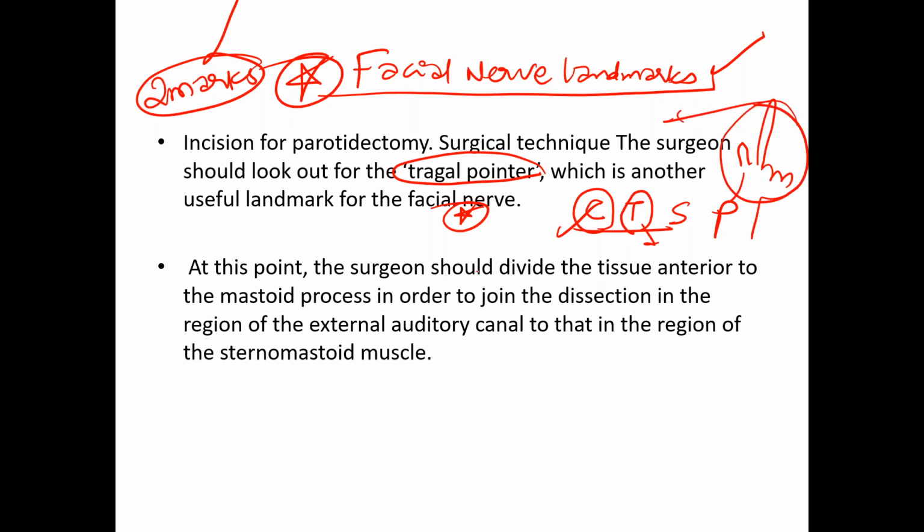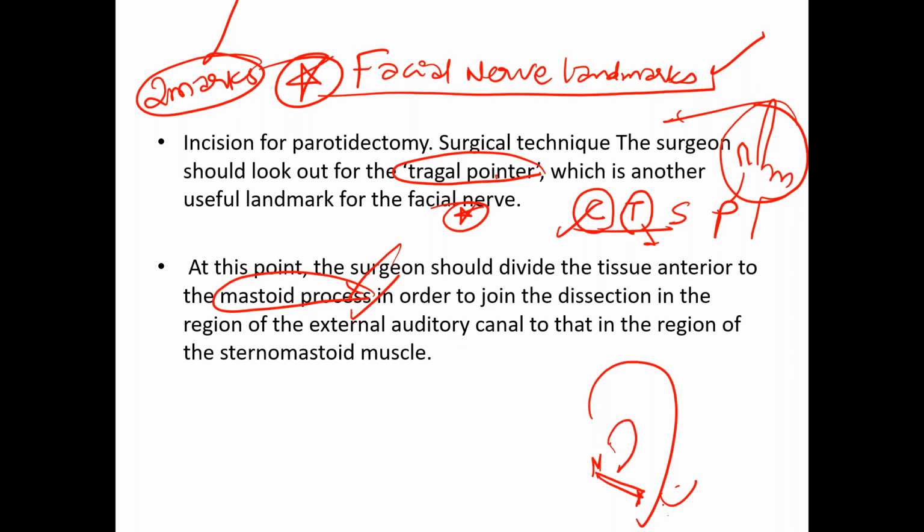At this point, the surgeon should divide the tissue anterior to the mastoid process in order to join the dissection of the region of the external auditory canal. So he goes to the level of the mastoid process. At the tragal pointer, he should divide the tissue anterior to it to reach the mastoid process. The mastoid process is somewhere here, is it or not? And then join the dissection in the region of the external auditory canal. This is the external auditory canal region.